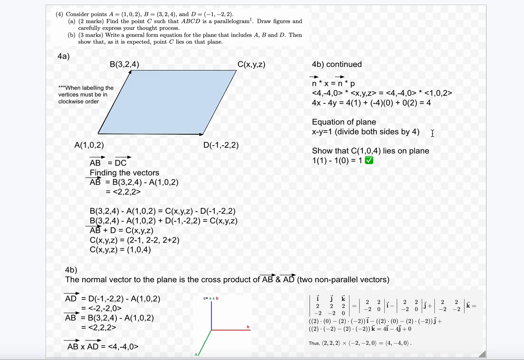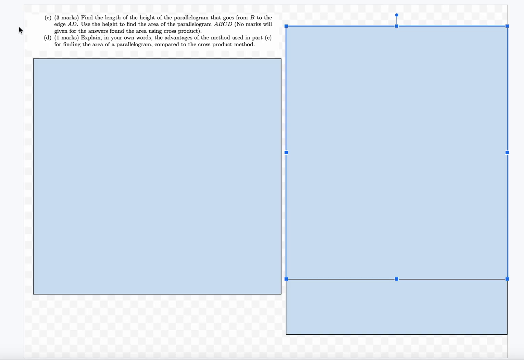So now show that, as expected, C (1, 0, 4) lies on that plane. You plug in the corresponding x and y values and you end up with 1, which is the same as the equation, so that checks out. So now we're going to move on to parts C and D.